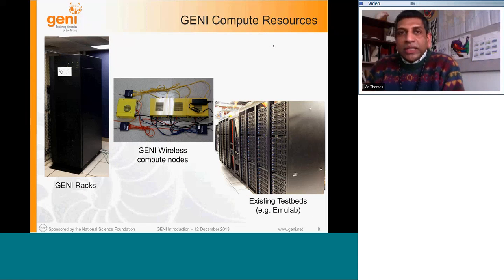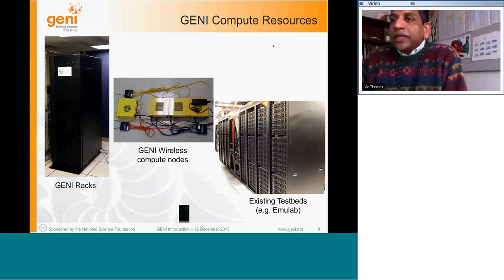GENI also includes existing testbeds. Some of you might be familiar with testbeds such as Emulab out of Utah. You might be familiar with PlanetLab from Princeton, ORBIT from Rutgers. These are all testbeds that are federated with GENI, which means with your GENI account, you can get access to these testbeds and get resources from these testbeds and include them in your GENI experiment.